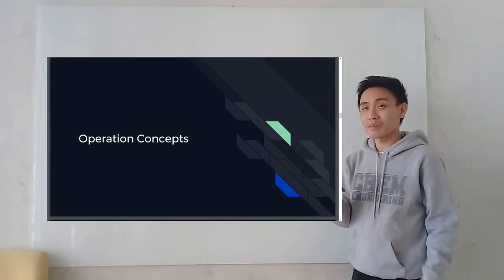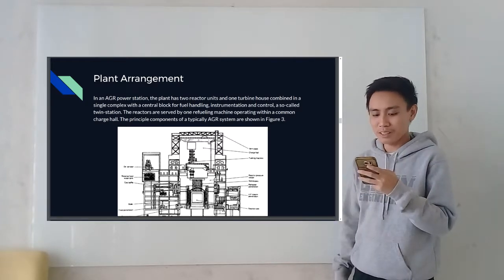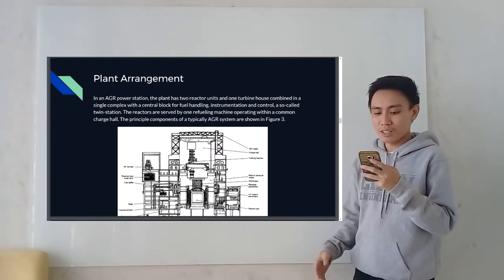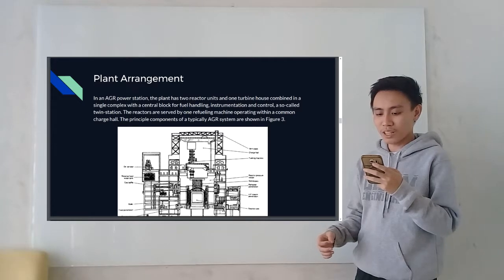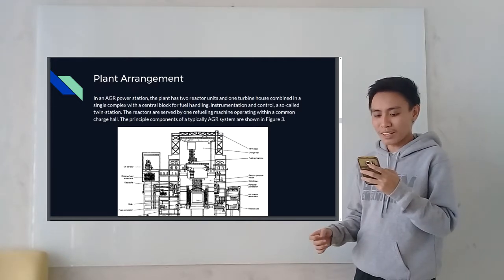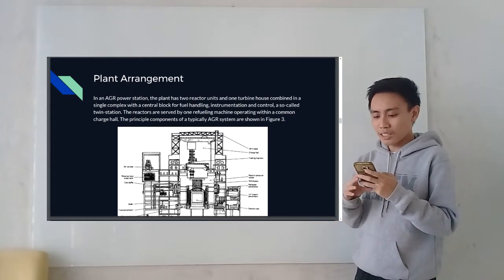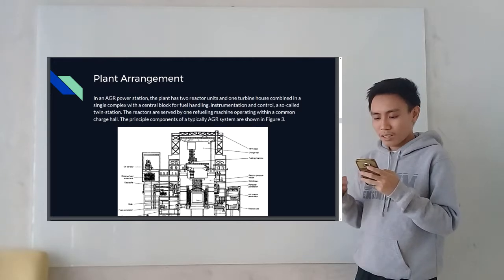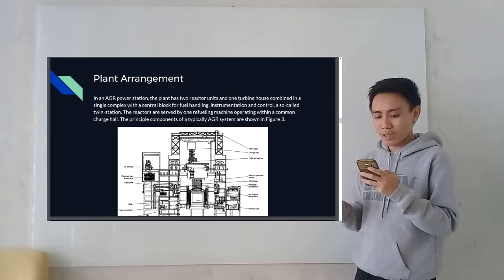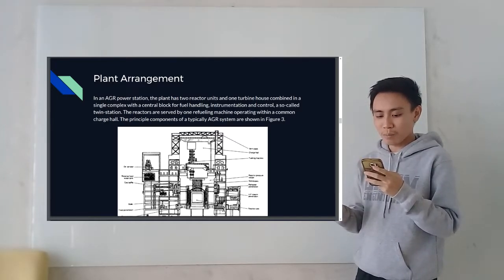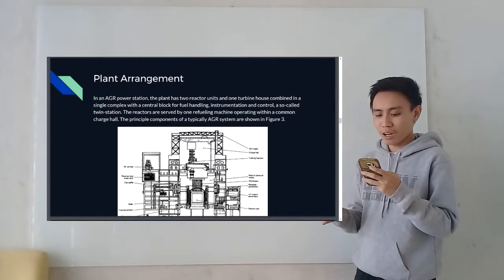So for the operation concepts, first let's start off with the plant arrangement. In an AGR power station, the plant has two reactor units and one turbine house combined in a single complex with a central block for fuel handling, instrumentation and control, a so-called twin station. The reactors are served by one refueling machine operating with a common charge hall. The principal components of a typical AGR system are shown in this figure.